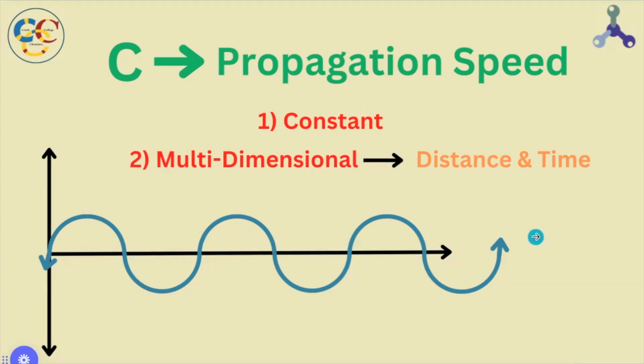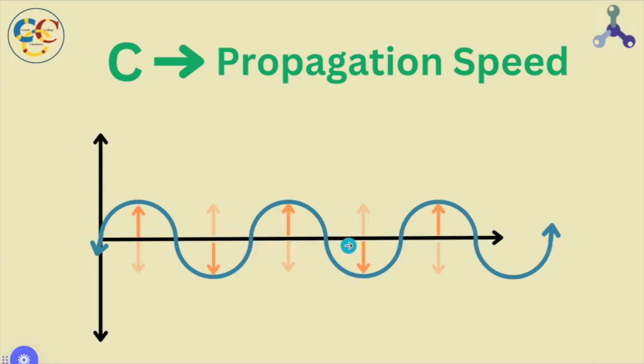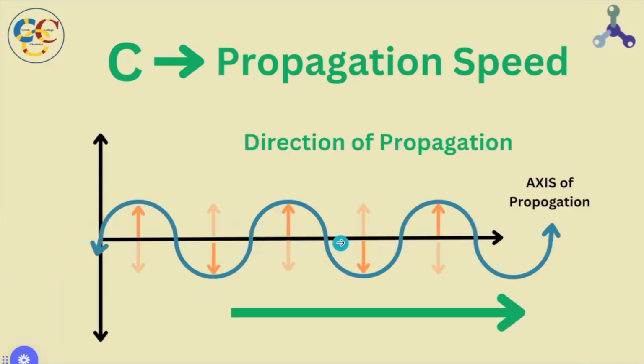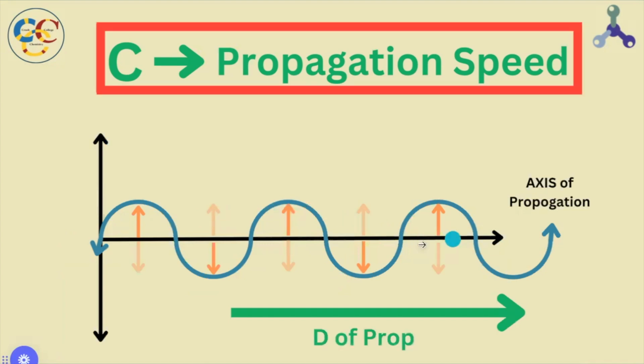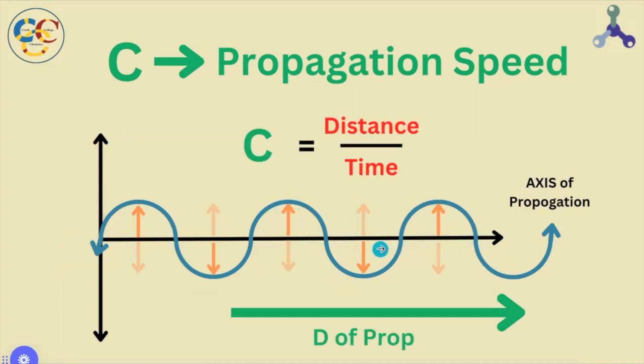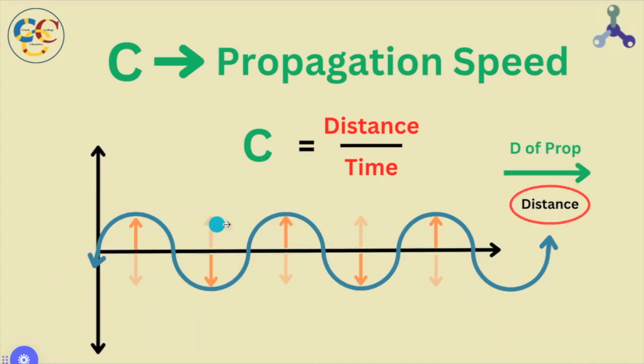It's speed, after all. The individual points along a wave oscillate up and down. Overall, however, the wave propagates or travels forward, left to right, and it does so at a constant speed. Likewise, speed is distance over time. Our wave travels a certain distance, that's why we have distance in the x-axis, over a certain amount of time.